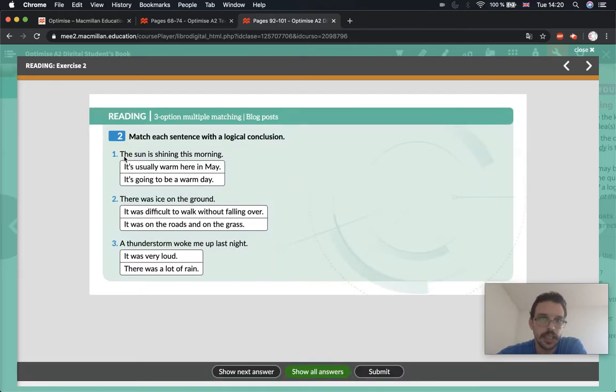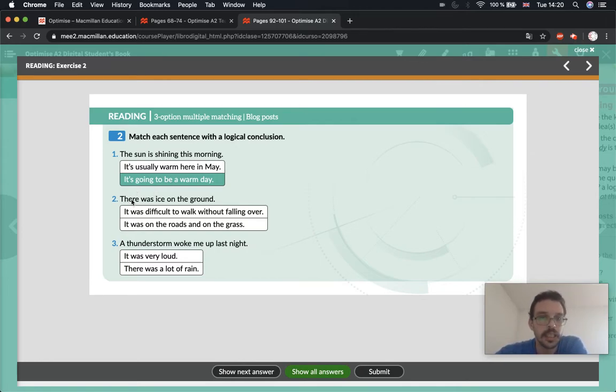If it says the sun is shining this morning, what would be a logical conclusion for this sentence? It's usually warm here in May, or it's going to be a warm day. Well, if you say the sun is shining this morning, it's got nothing to do with the month of May, but it does have something to do with the day today. So it's going to be a warm day. The sun is shining this morning, it's going to be a warm day. A logical follow-up, logical conclusion.